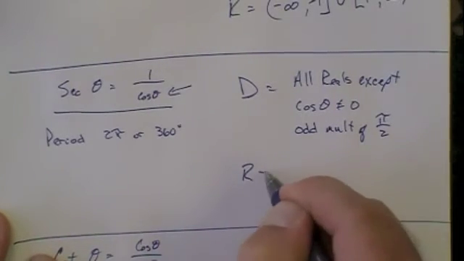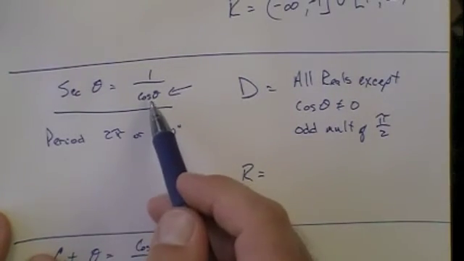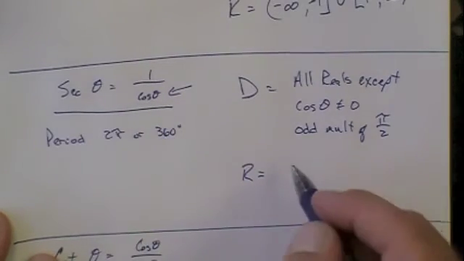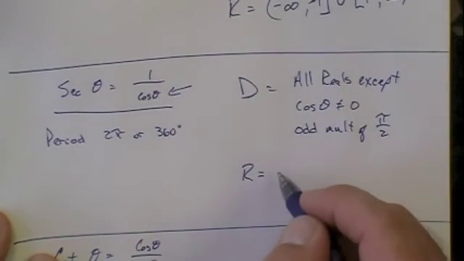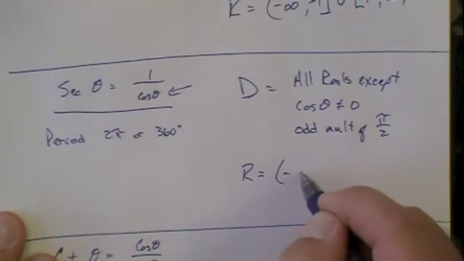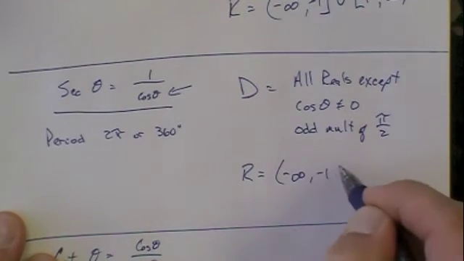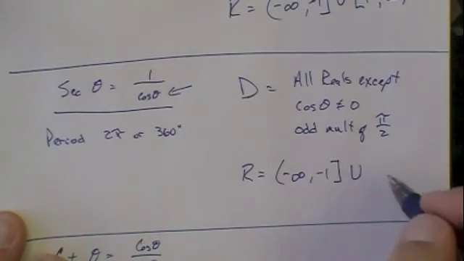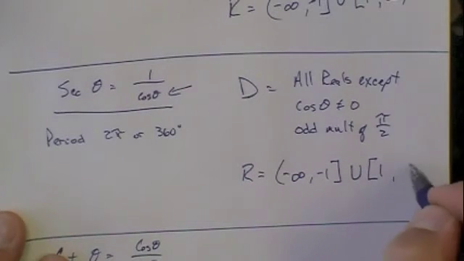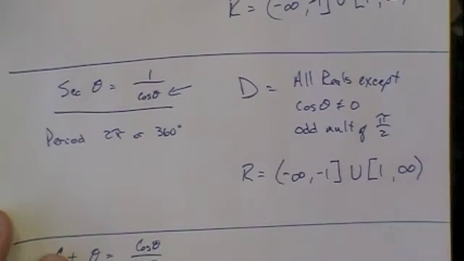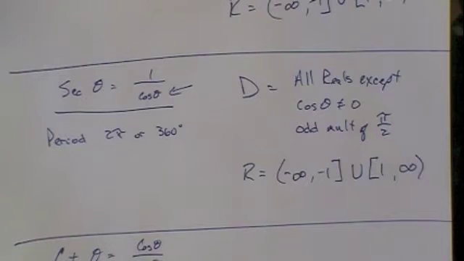And then again our range, same idea. We know that our cosine values are going to be fractions. So again, same idea as what we had just above with cosecant. We can go from negative infinity to negative 1, and then its union with 1 to infinity. And when we look at the graph of this, that's going to make a lot more sense of what's going on here.